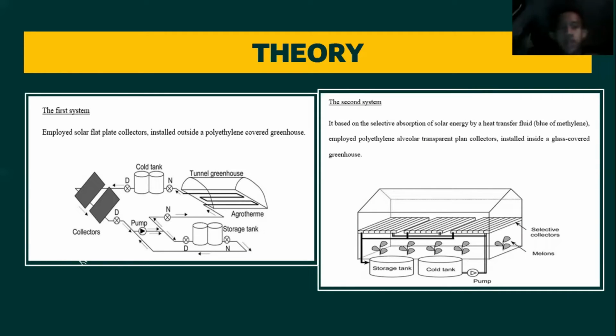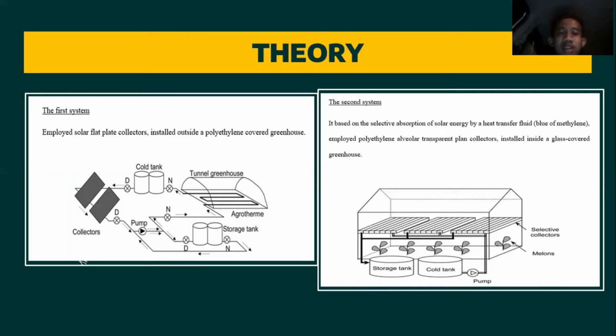Okay, let's move to the theory. For the theory, the greenhouse is one of the most profitable sectors since it has a very high output, which is 10 to 20 times higher than outdoor horticulture. The diagram that you can see for the theory is the first system, which employs solar flat plate collectors, and it is installed outside a polyethylene covered greenhouse.